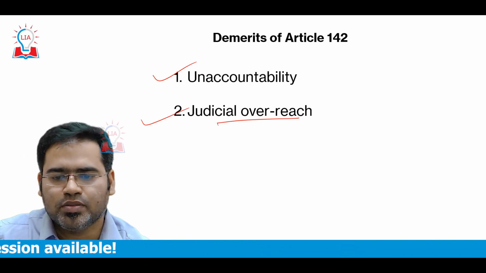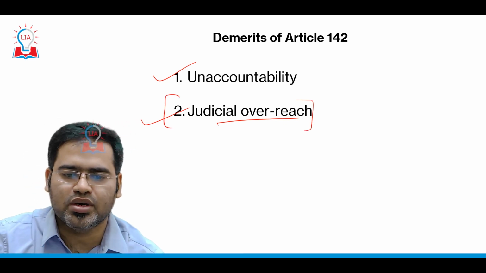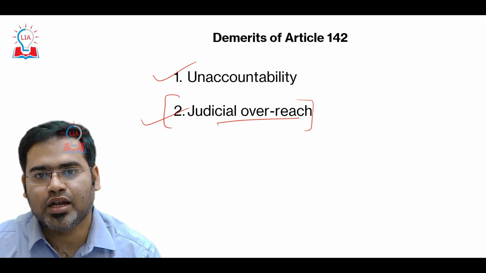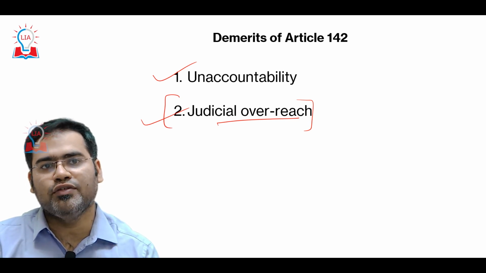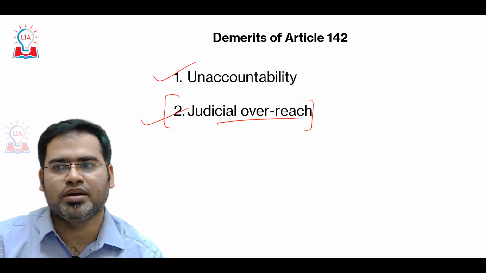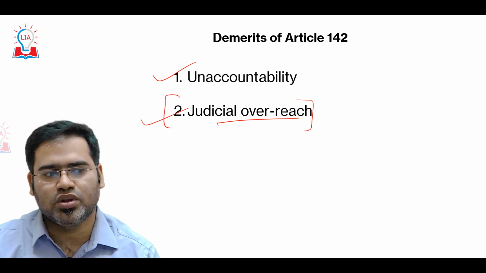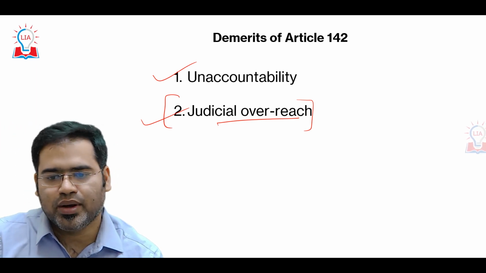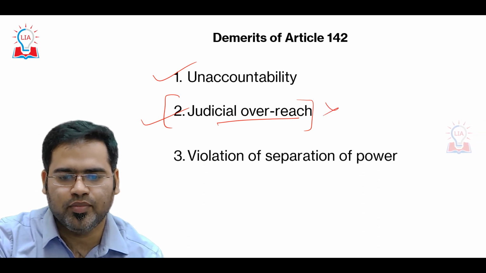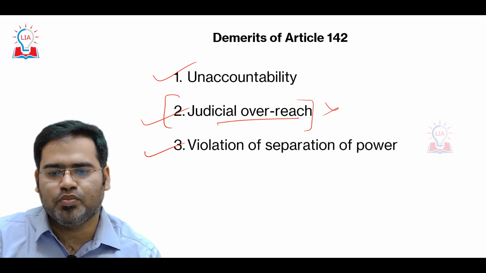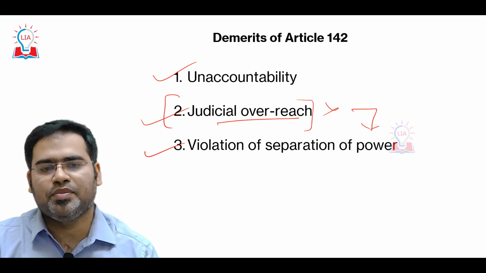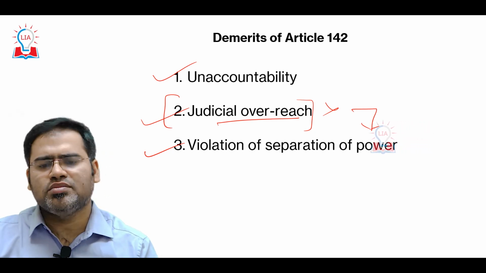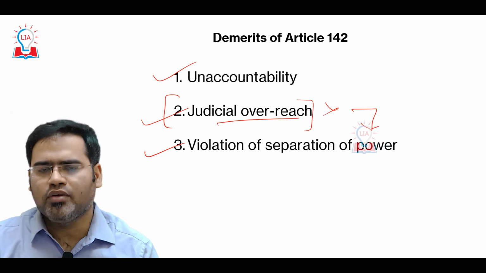It is not welcome in any system. Because of this judicial activism, sometimes the Supreme Court starts entering an area that does not belong to it. That means sometimes the Supreme Court starts doing the work of another organ of the state, for example on behalf of the legislature or the executive. So again, it is not good at all. Next is violation of separation of power, which you can link through this only. So these are some of the demerits of this Article 142.